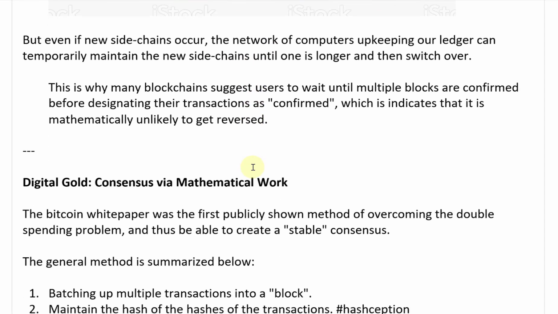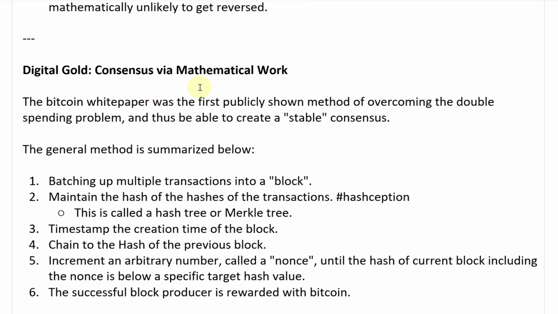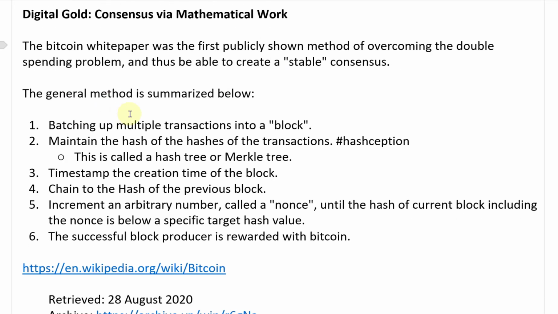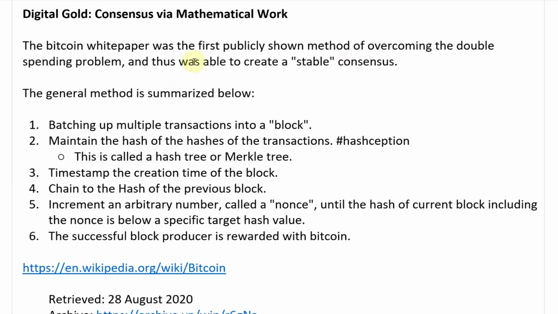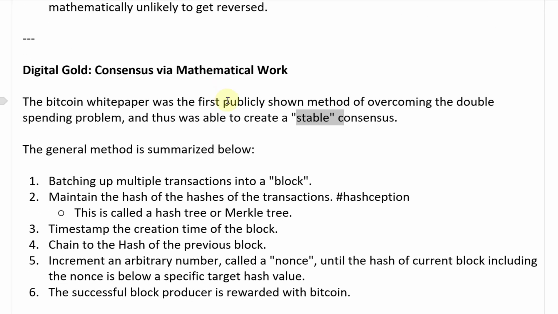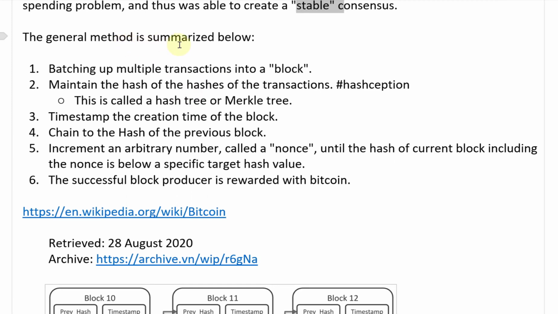Alright, so now let's continue going further. Digital gold, consensus via mathematical work. The Bitcoin white paper was the first publicly shown method of overcoming the double spending problem, and thus was able to create a "stable consensus" where mathematically it's going to be agreed upon the longest chain, and it's very hard to change it. The general method is summarized below.